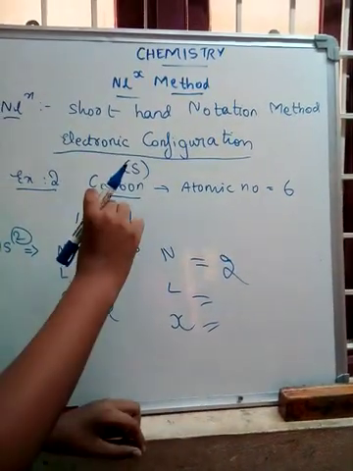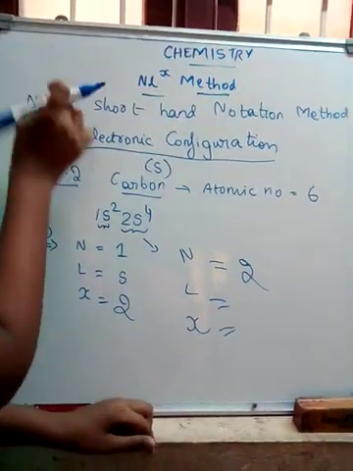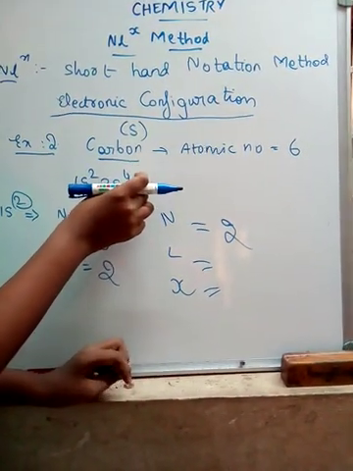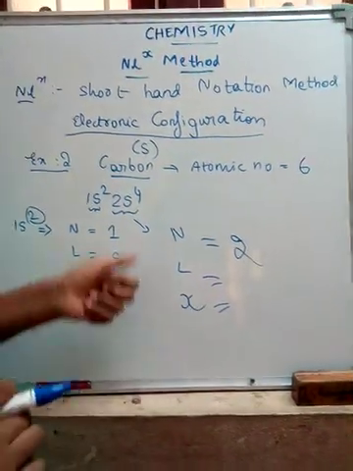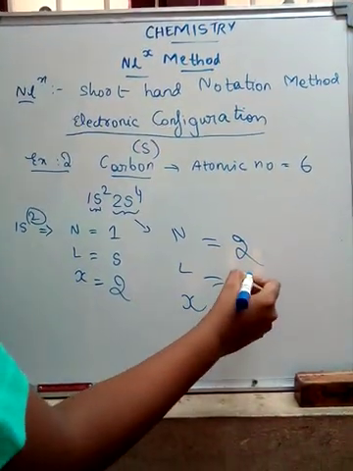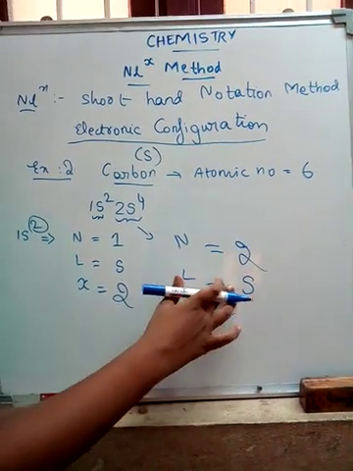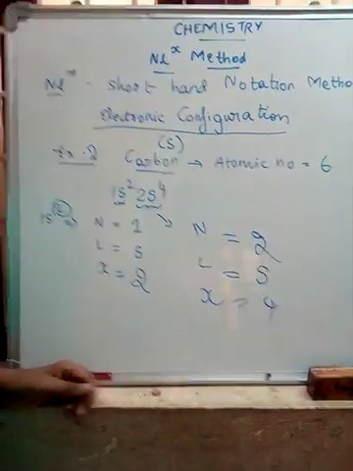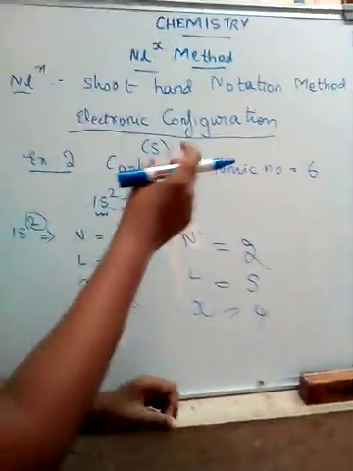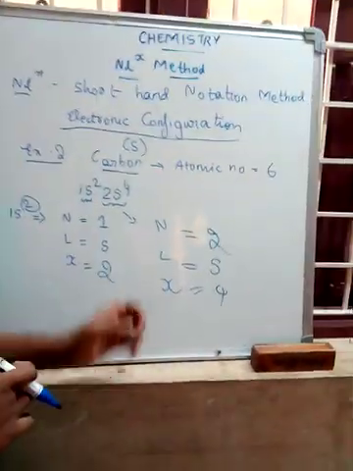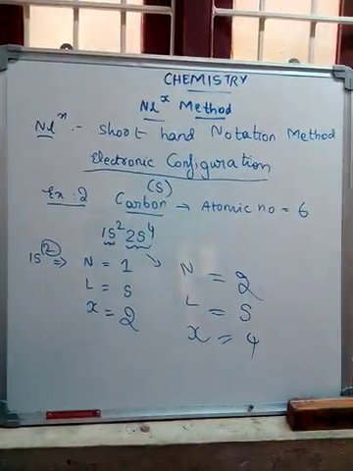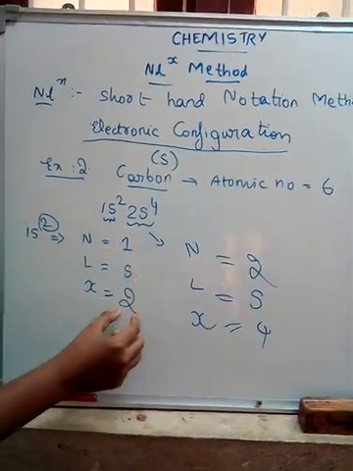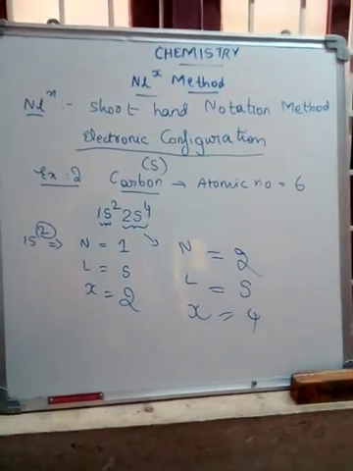By this we can know that the first number before the subshell will be N, L will be the alphabet letter, and the power above will be X, the number of electrons in the given element. L is S, the S subshell or angular quantum number. X is 4, the number of electrons in 2s4. Hence the electronic configuration by the NLX method, the shorthand notation method, is 1s2, 2s4 for carbon, and these are the individual parts for the electronic configuration by the NLX method.